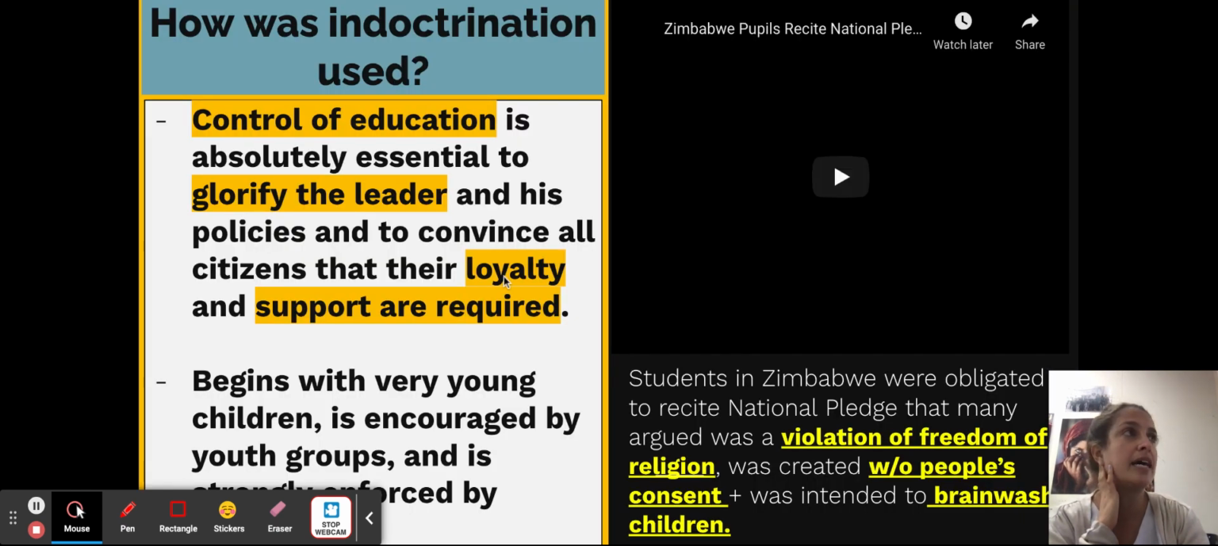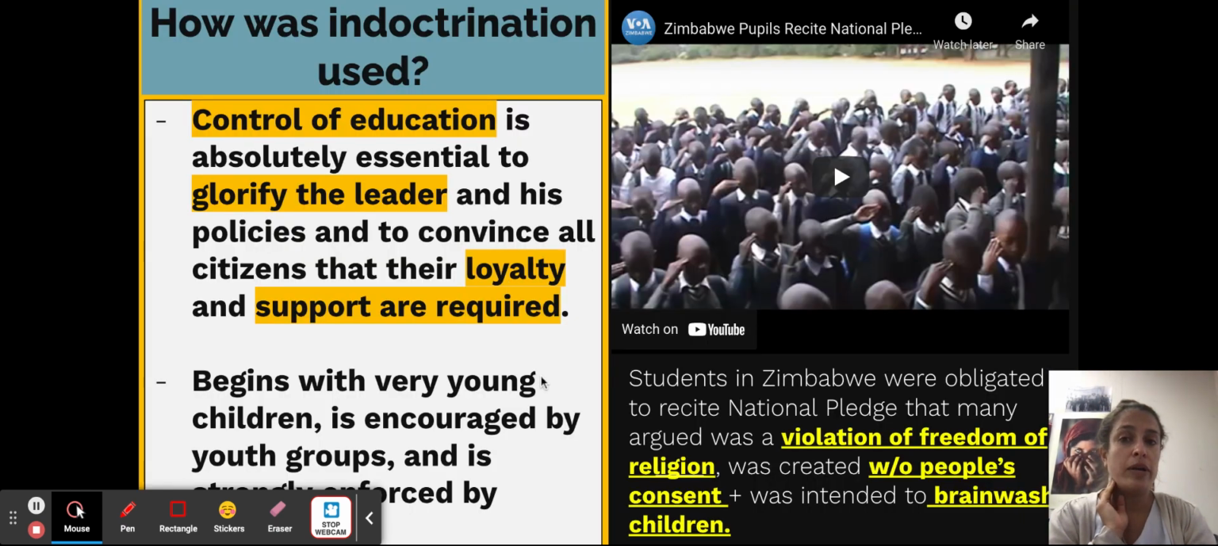Next up, indoctrination. Indoctrination, again, is used in the schools. It's the control of education to glorify the leader, as all loyalty and support are required. And it begins with young kids, because young kids believe a lot and might be more susceptible, more likely to believe what the leaders or the teachers are saying.